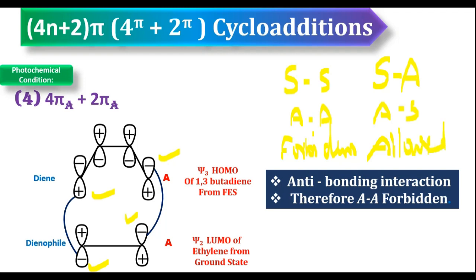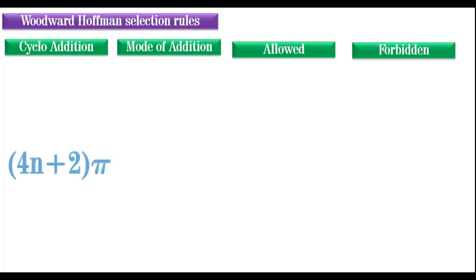So now let's write the Woodward-Hoffmann selection rules: cycloaddition, mode of addition, allowed, forbidden. Again, friends, it is very easy to remember the concept. CMO theory tells us the Diels-Alder reaction is allowed thermally. Thermally means supra supra mode of addition is allowed. So for 4n+2, supra supra mode of addition is allowed thermally. When supra supra is thermally allowed, antra antra is also thermally allowed. The remaining are photochemically allowed.